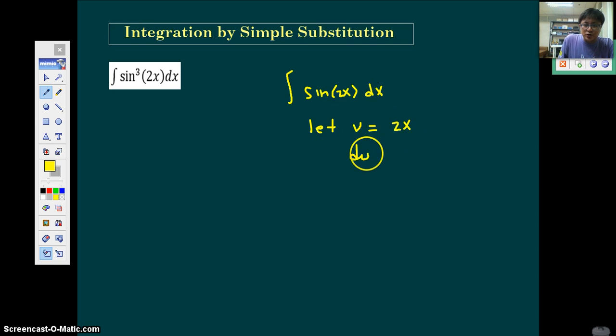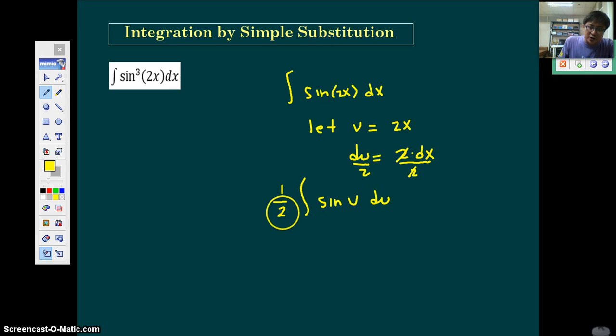In doing so, you have du equals 2 times dx by implicitly differentiating both sides of your substitution. So in doing so, your integral now is transformed into sine u because you let u be 2x, and then dx will be replaced with du over 2. Now over 2, that's the same as multiplying the whole thing by 1/2, and you can put that 1/2 outside your integral. Now this is an integrable form.